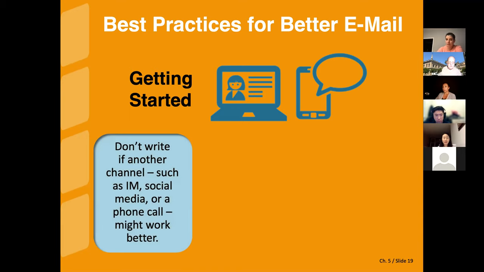If you're beginning to write an email, but you find out that there are other devices or other ways of communicating that would be better than an email, for goodness sake, don't write an email, right? Maybe it's better as an IM, or maybe it's better as social media, or maybe it's better as a phone call. I mean, there's all kinds of things that could be better than that email that you were first going to write. So think through those big issues first.